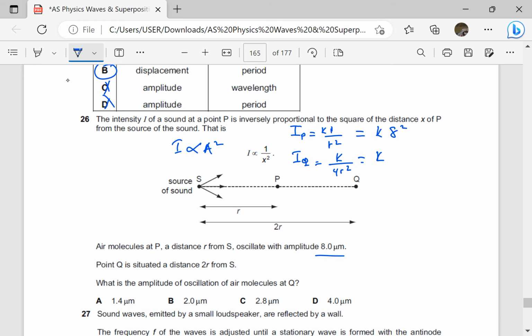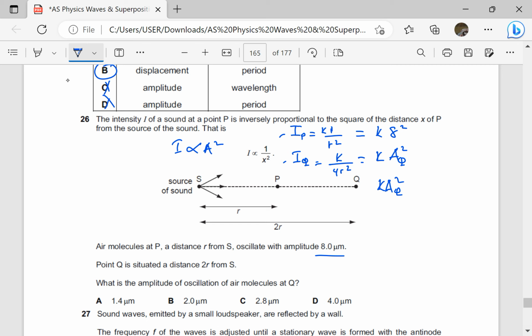And I will call this one amplitude AQ squared. Okay, so the question is, what is the amplitude of oscillation of air molecules at Q? So we combine these two equations. I'll just ignore this part here and concentrate on the other part there. So I'll have that I'm dividing KAQ squared.